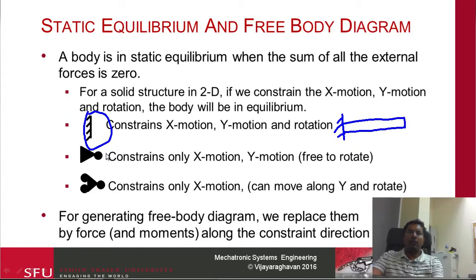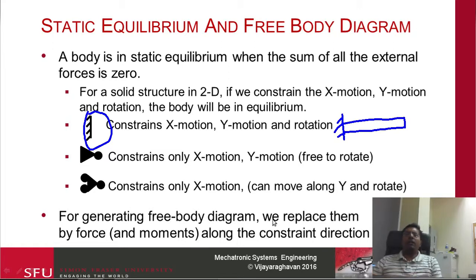This constraint makes sure that the object cannot move in the X direction, or it cannot move in the Y direction. And then this corresponds to a pivot point. And this one, having wheels, can actually move in the vertical direction. So it's constrained only in the X direction.